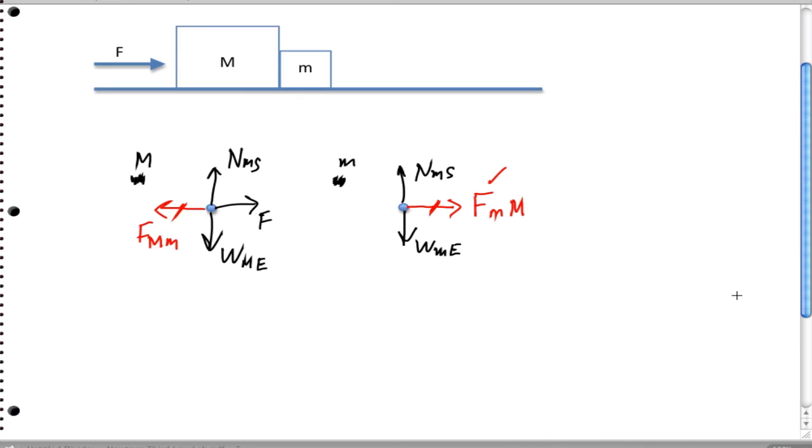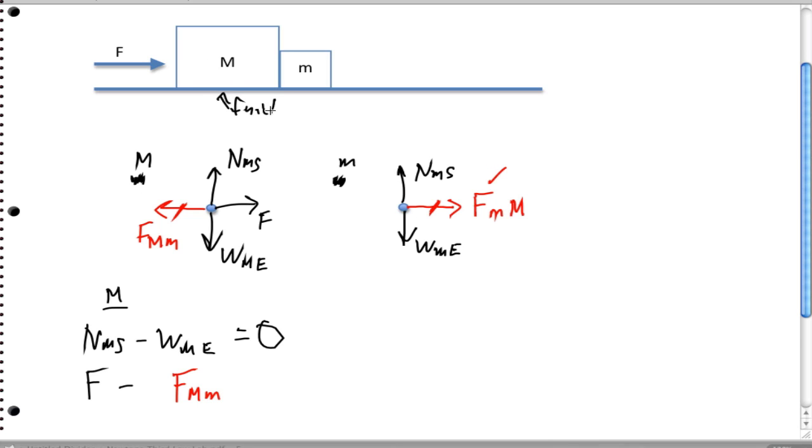So what we're going to do is set up equations in the x and in the y direction. For big M, in the y direction, we're going to have the normal minus the weight. And of course, these forces balance. Now, in the x direction, we're going to literally read it off the picture. So I have the force applied minus F on big M due to little m. These forces don't balance. We're going to assume the surface is frictionless. And the effect is that big M accelerates.